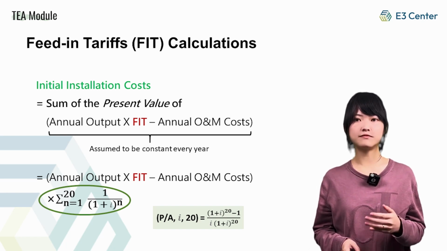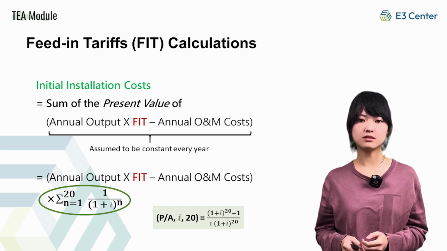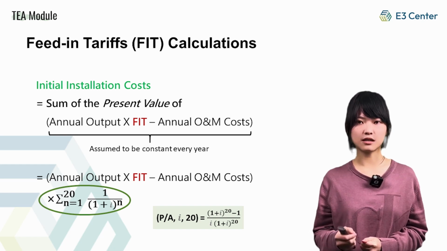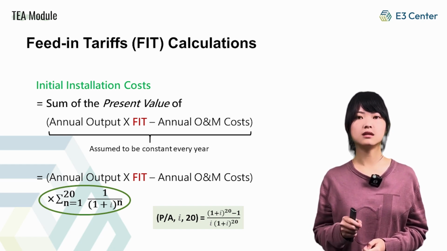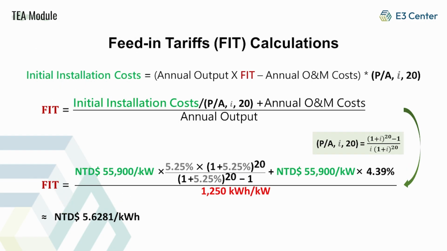We use the present value formula to discount the future cash flows, which are consistent over the expected lifespan of the installation assumed here. So the factor P over A is the present worth factor over 20 years at the interest rate in the example. By calculating the FIT rate, we aim to cover the installation cost and all the ongoing maintenance through the revenue generated by the energy produced, which ensures the investment is financially sustainable.